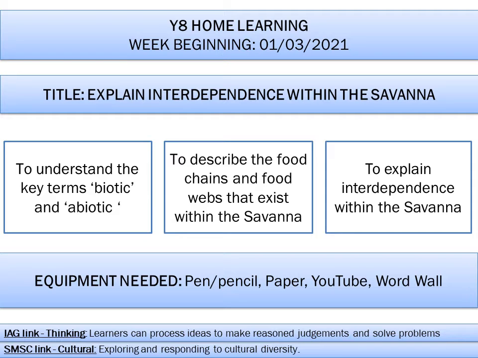Today we are going to start with understanding key terms such as biotic and abiotic and what they mean. Then we are going to describe the food chains and food webs that exist within the savanna, and then we are going to explain the interdependence within the savanna, so what the word interdependence means and what happens in the savanna. For today, the equipment needed is pen or pencil, paper, YouTube, and Wordwall.